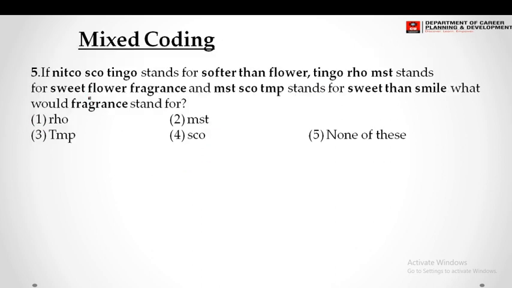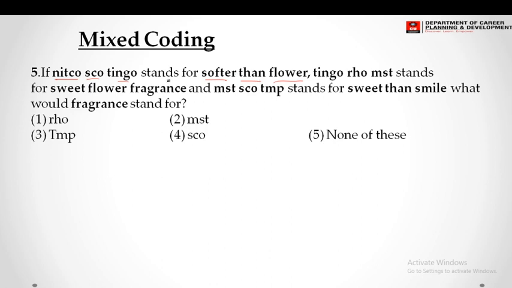Next, this is known as mix coding. The previous question was from number coding, now it is mix coding. So in mix coding, this NITCO represents one word from this. Maybe this is softer, maybe this is the code of then, maybe this is the code of flower. We don't know the code of this first number. Similarly, the second and third: 3 words and 3 codes.